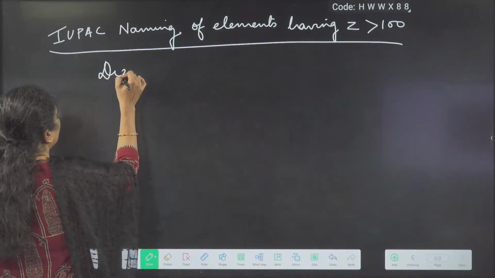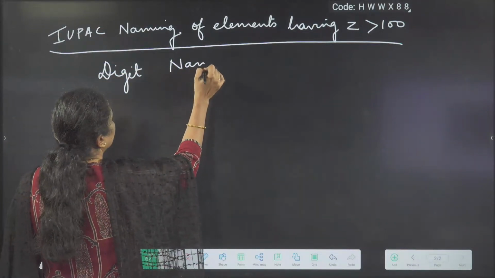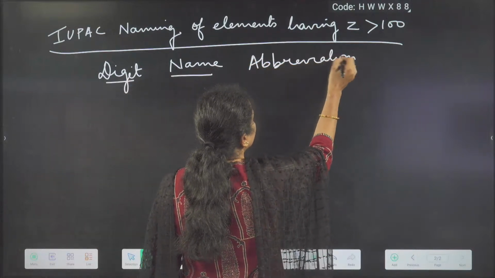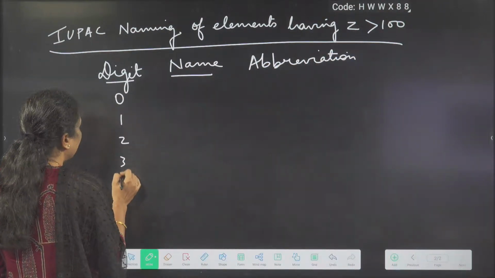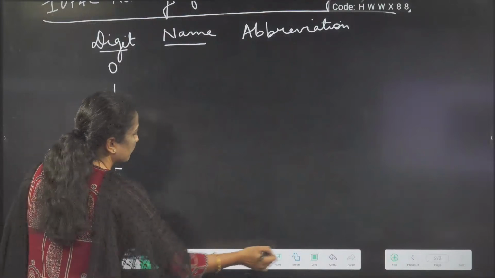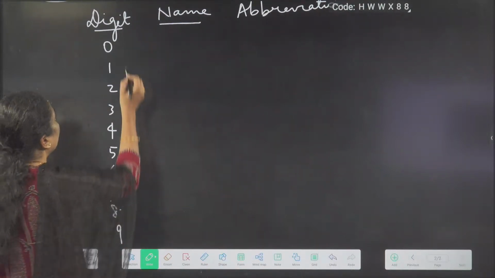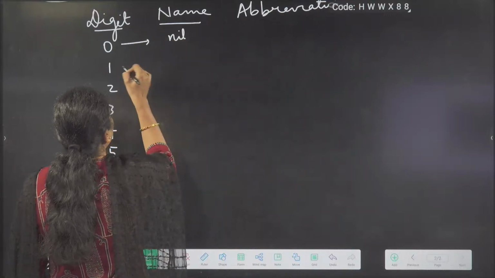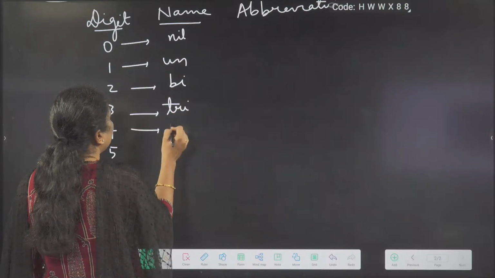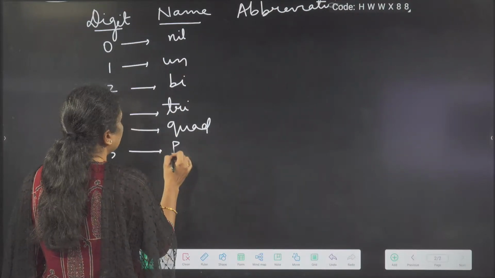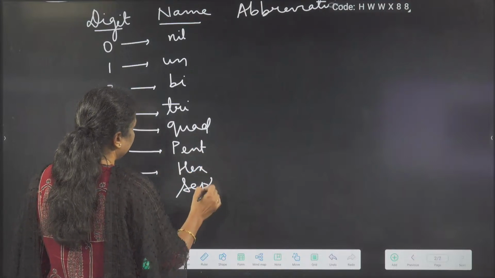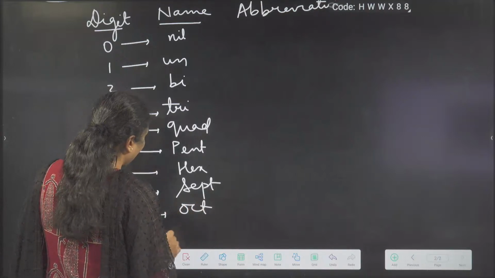So I'm writing here digit, name, and here it is abbreviation. So digit 0, 1, 2, 3, 4, 5, 6. This is very simple. That's why I'm writing a little fast here. 7, 8 and 9. For 0 it is nil. For 1 it is un. For 2 it is bi. For 3 it is tri. For 4 it is quad. For 5 it is pent. For 6 it is hex. For 7 it is sept. For 8 it is oct. For 9 it is enn.